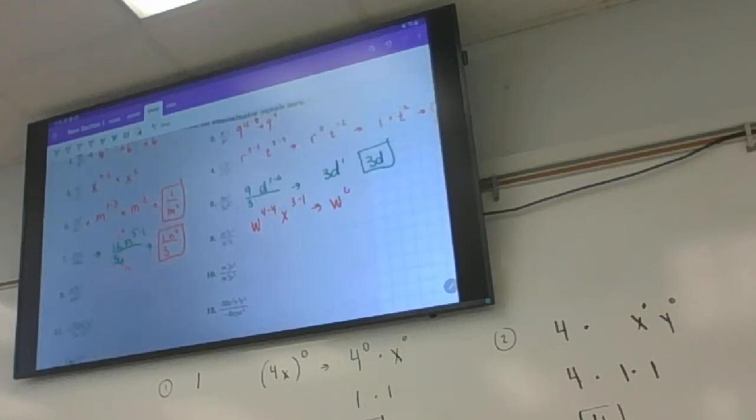I got w to the 0 x squared, which is just x squared. Who got 8 right? Just x squared. Thumbs up if you got 8 right. Just x squared. The w is gone.